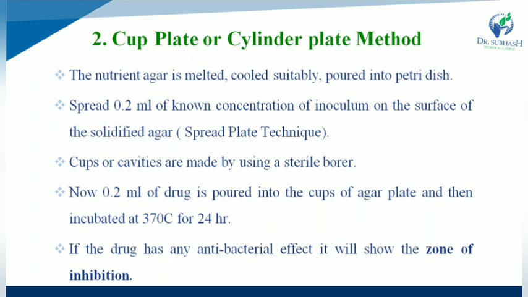Next is the cup plate or cylinder plate method. The nutrient agar is melted, cooled suitably, and poured into the petri dish. That means in the cup plate method, the nutrient agar is melted properly, then cooled suitably, and then poured into the petri plate. Then 0.2 ml of a known concentration of inoculum is spread on the surface of the solid agar. This is called the spread plate technique.